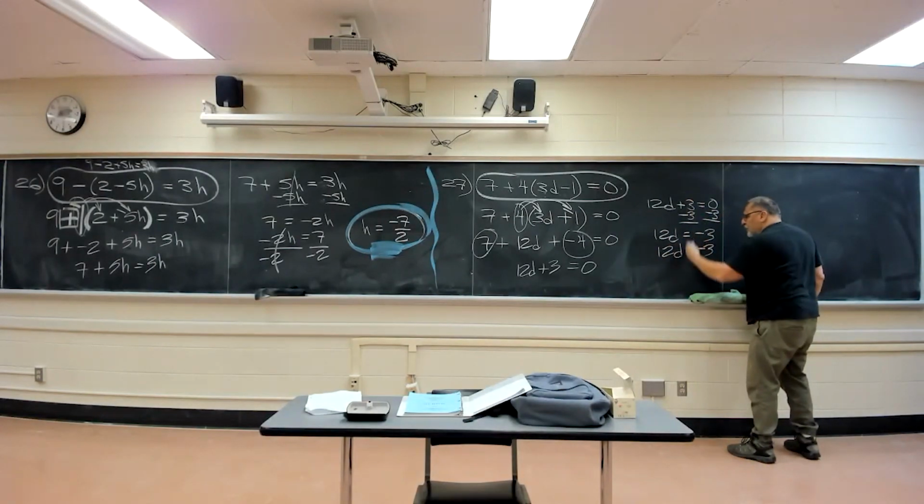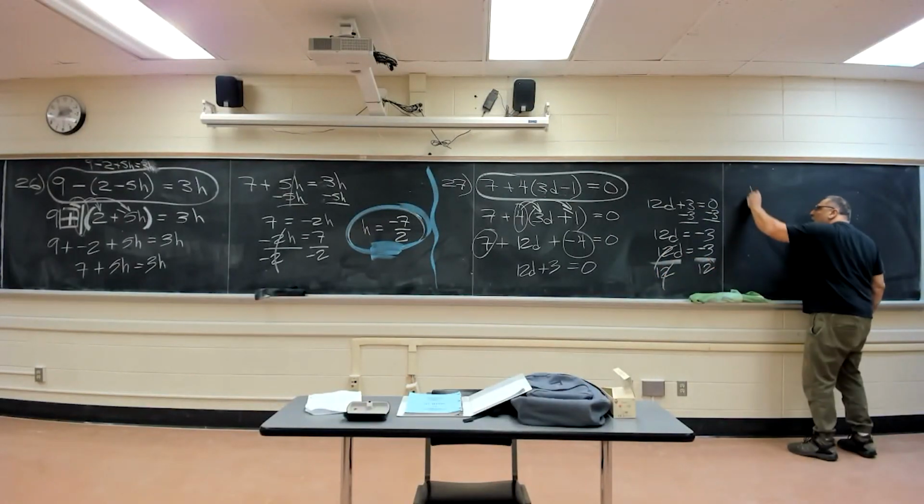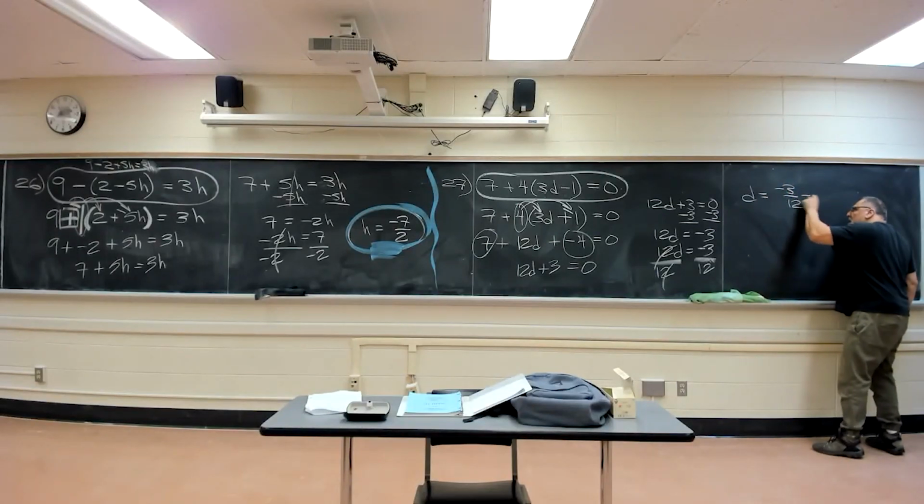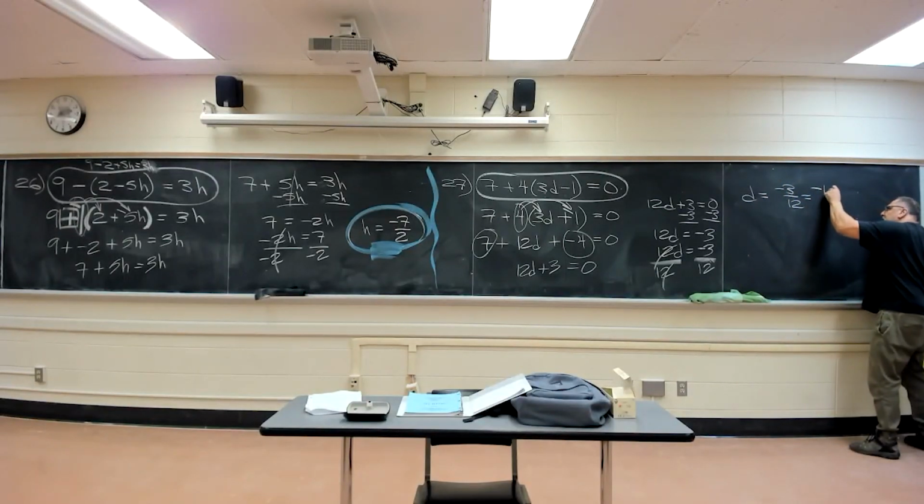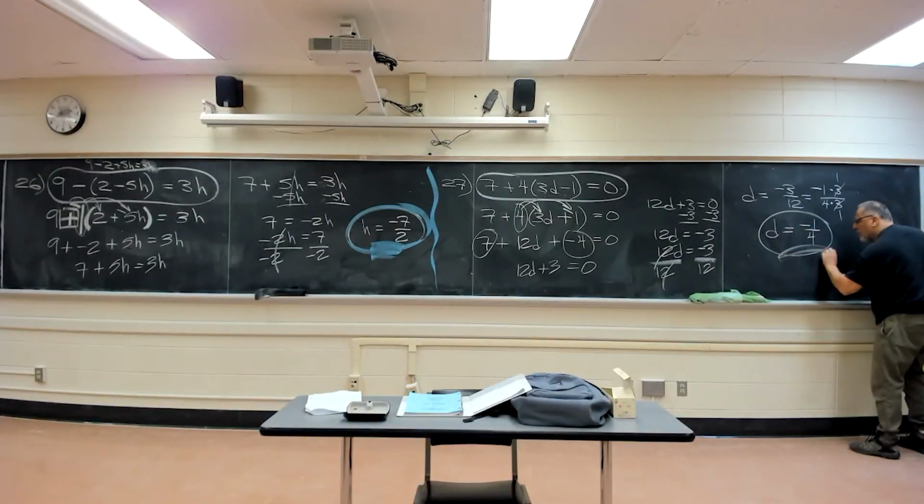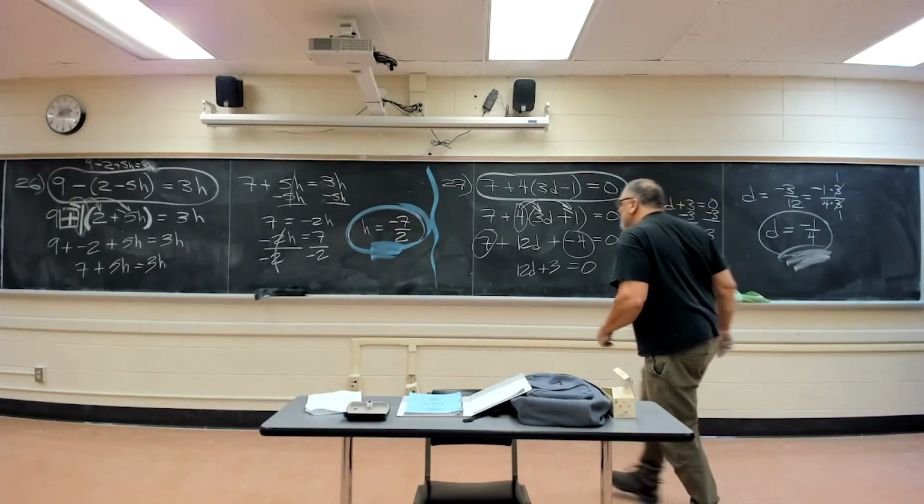Give yourself a logical presentation of what's going on. Divide by a positive 12 on each side. That's negative 3 divided by 12. Wait a minute. Negative 1 times 3 is negative 3. 4 times 3 is 12. There you go, for 27.